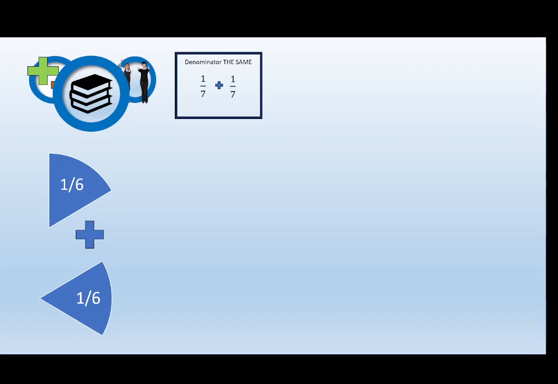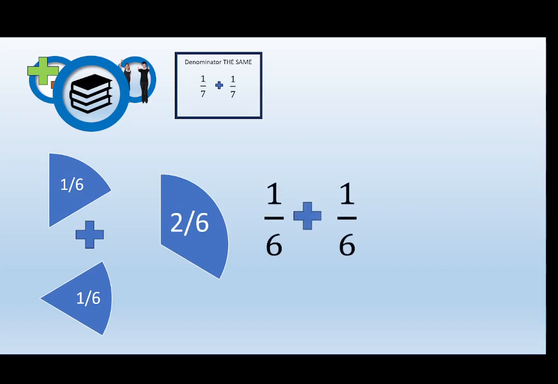And here I just thought I'd start with a picture. So if I've got a sixth and I add it to a sixth, what do I get? Well, that's right, I get 2 sixths. And this is how we write it, 1/6 plus 1/6. And here's my rule: if the denominators are the same, I just add or subtract the numerators depending on what type of question it is.